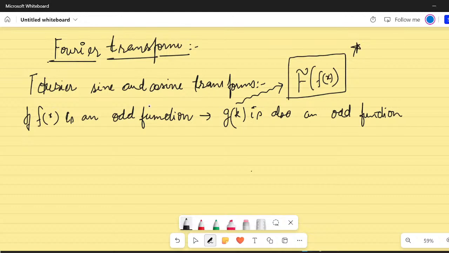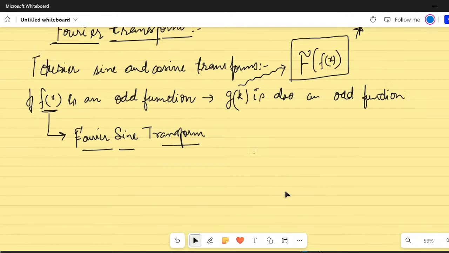So what happens if your f(x) is an odd function? Then your Fourier transform reduces to something called Fourier sine transform. At times these are asked in the examination, like direct formula wise, so I don't think there is much to understand here, but I'm just trying to formulate some theory for you. That is, if f(x) is an odd function, then your Fourier transform reduces to the Fourier sine transform.